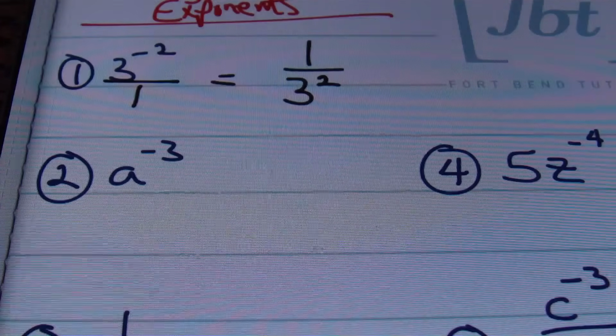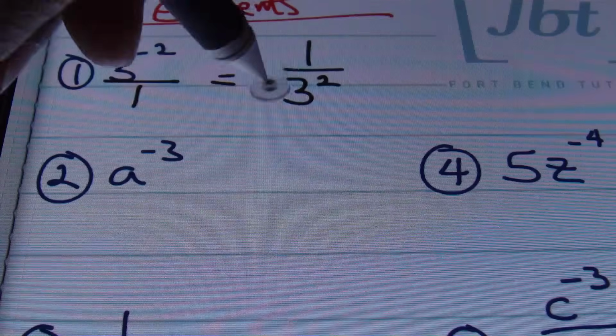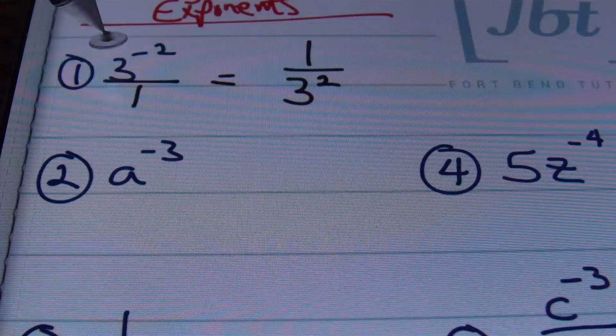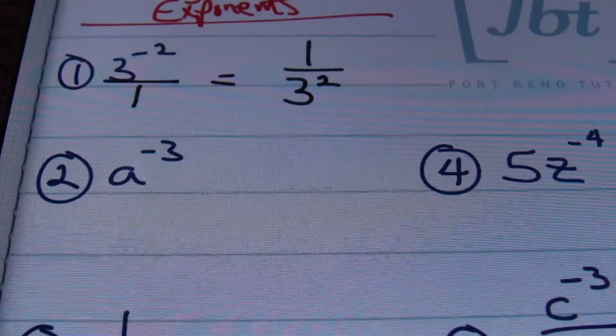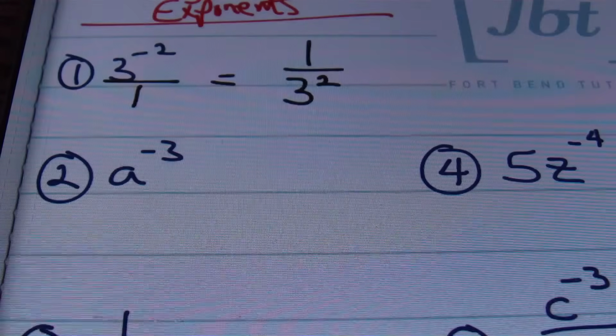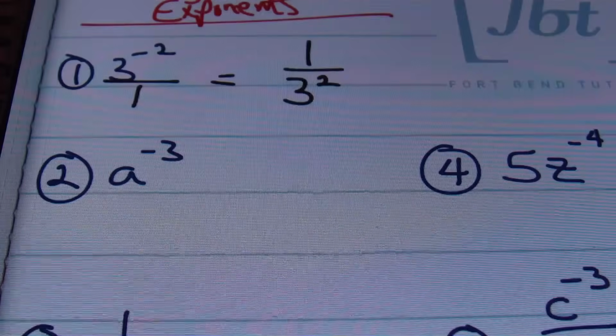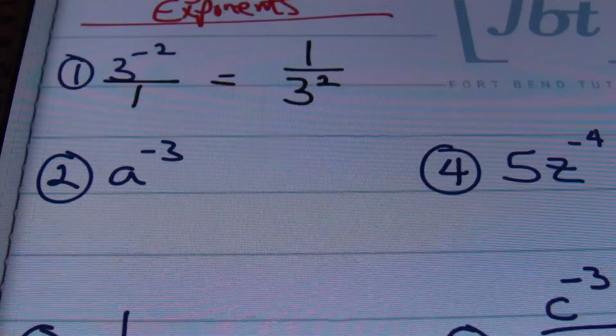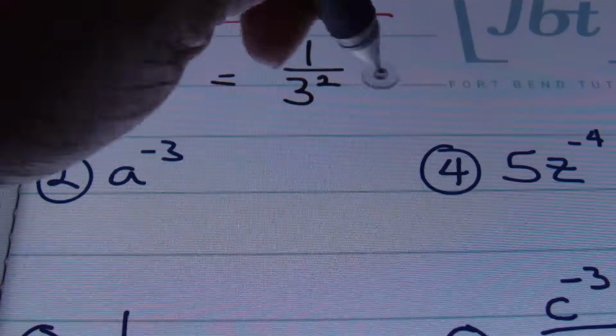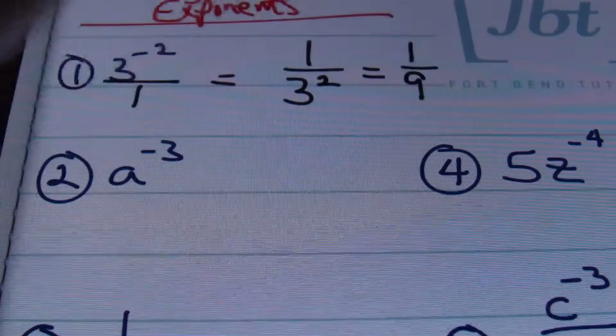So what I actually shifted was this base of 3 down to the denominator, and when you move from either the numerator to the denominator or from the denominator to the numerator, you must change the sign on the exponent and only on the exponent. So we currently have 1 over 3 squared. Well, that's not your answer. Your answer, ladies and gentlemen, is going to be 1/9.